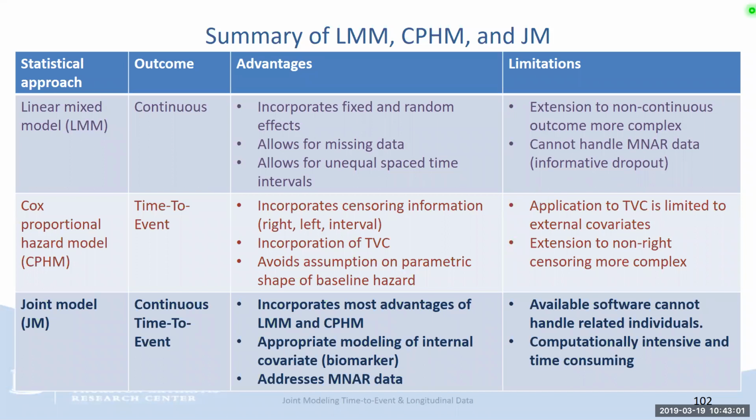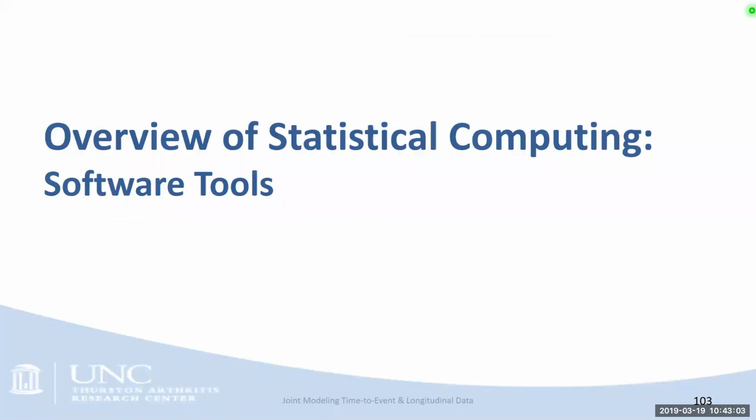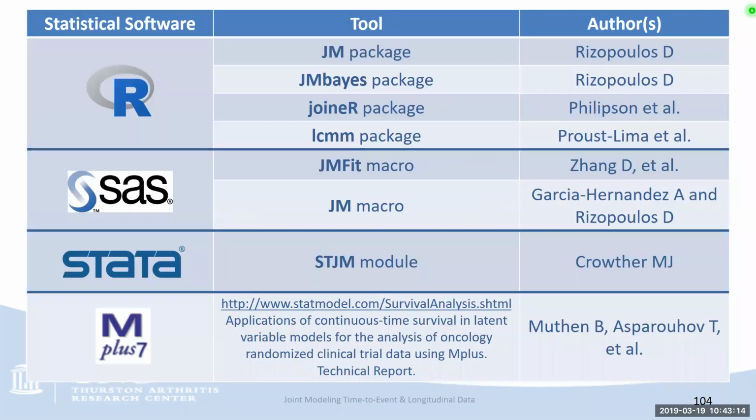And so now we'll finish up our presentation today with an overview of statistical computing: some software tools that you can use to incorporate some of these methods. There are many available packages that you can find and use. A lot of these are very recent and they build on some of the older packages. In SAS, there are a couple of macros that you can use. Stata has an available module, and we also know that Mplus has available applications for joint models.